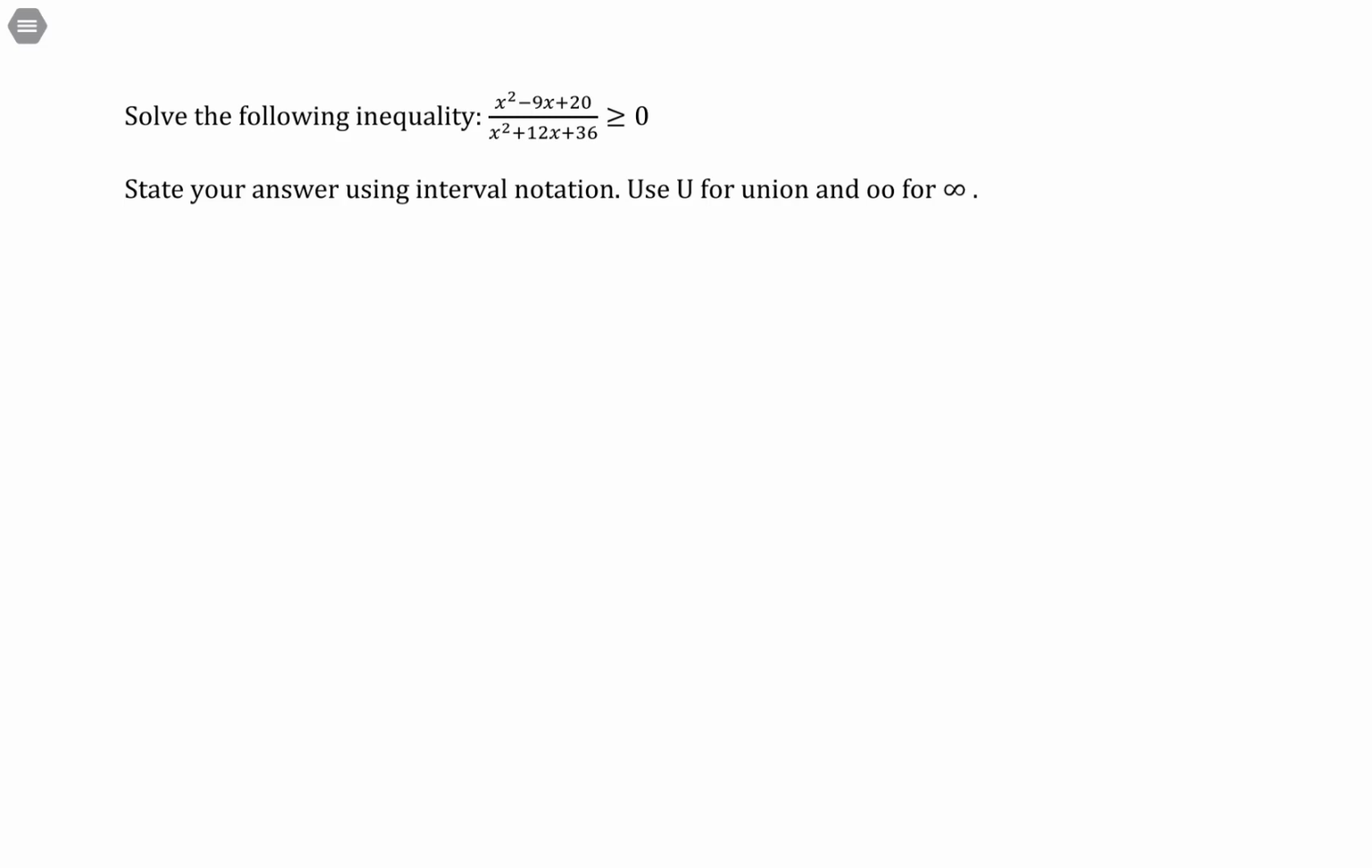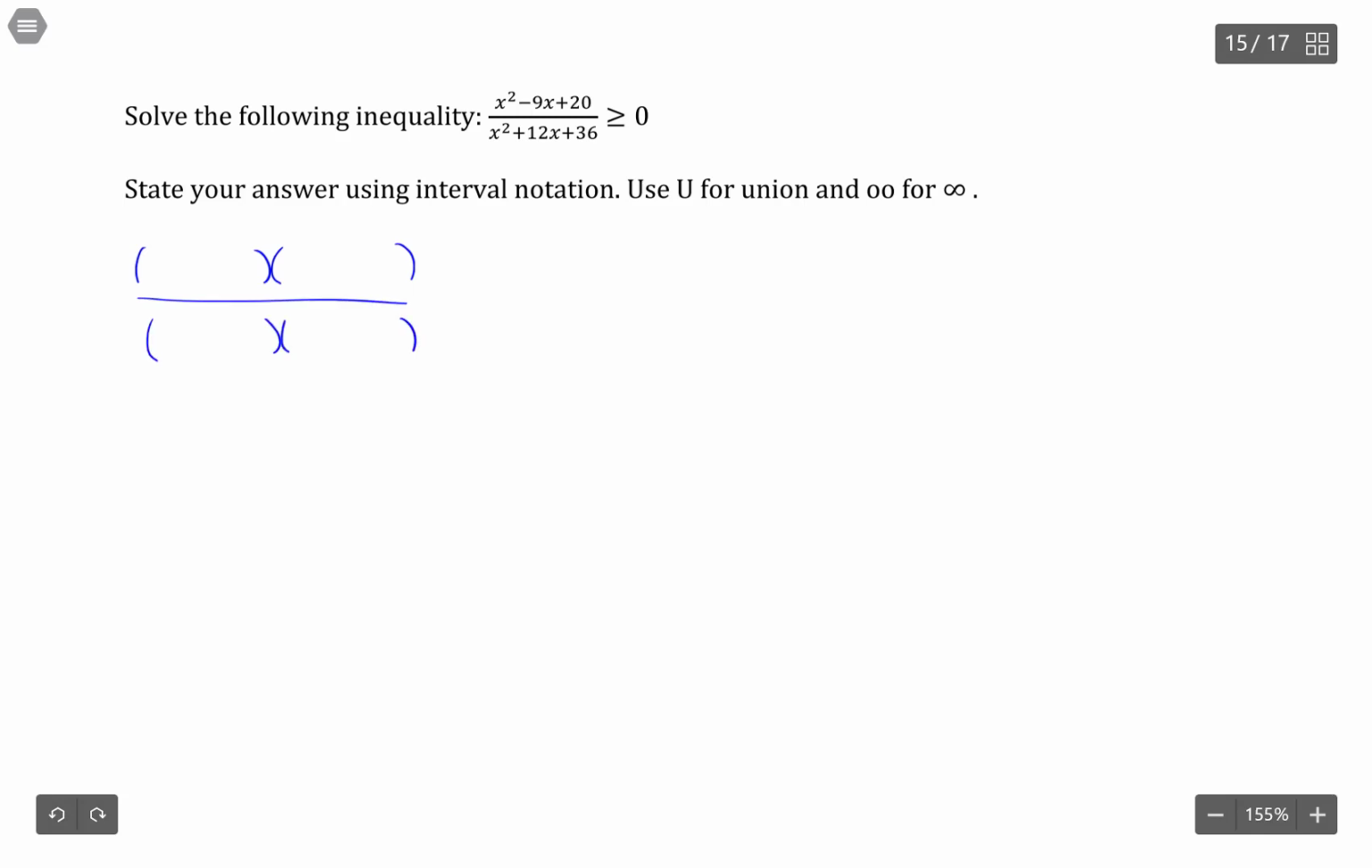Solve the following inequality. x squared minus 9x plus 20 over x squared plus 12x plus 36 is greater than or equal to 0. So first off, it's going to be best if we have this in factored form. So let's go ahead and take some time to factor the numerator and denominator.